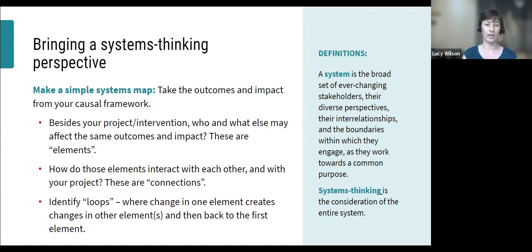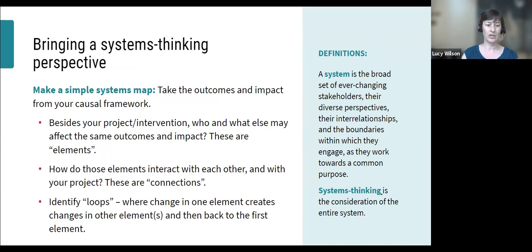One way to start using a systems thinking perspective is to just make a really, really simple systems map for your project. There are various tools and guides to help you make a more sophisticated systems map, but you can start with just pen and paper. So begin with your causal framework, focusing on the outcomes and the impacts. Who and what else affects those same outcomes and impacts? These are the actors or elements and can be added to your map. How do those elements interact with each other and with your project? Those are the connections. You can draw them on the map.